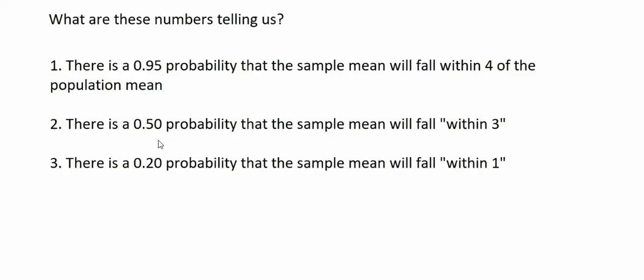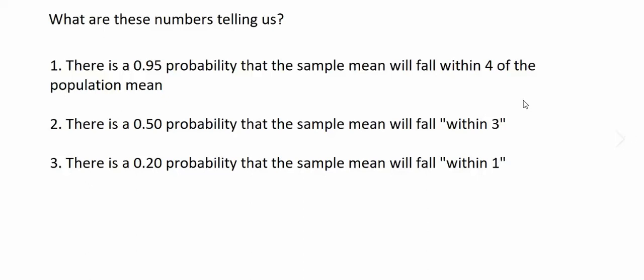And I said that we're imagining that the 20% margin of error came out to 1. That was on the last slide. And that's telling us that when I take my random sample, I have a 0.20 probability, or a 20% chance, of getting a sample mean somewhere within 1 of the population mean, somewhere between 1 below and 1 above.